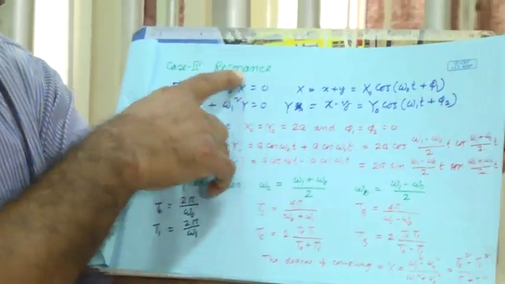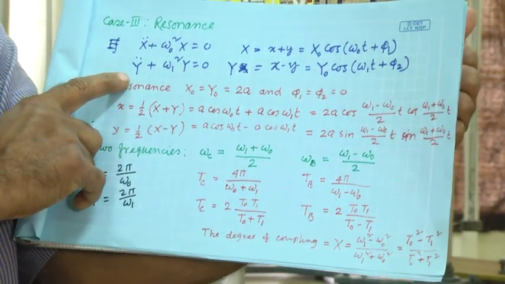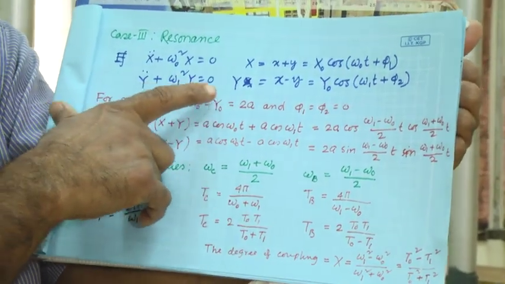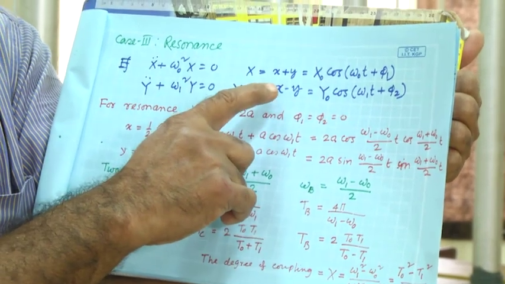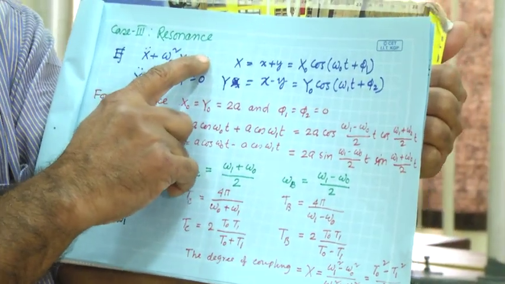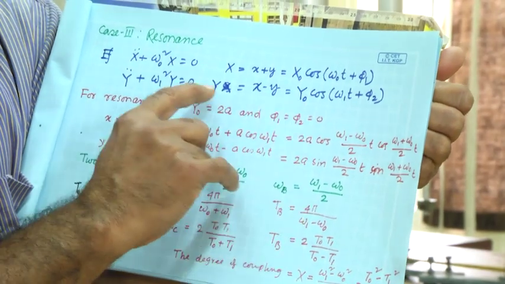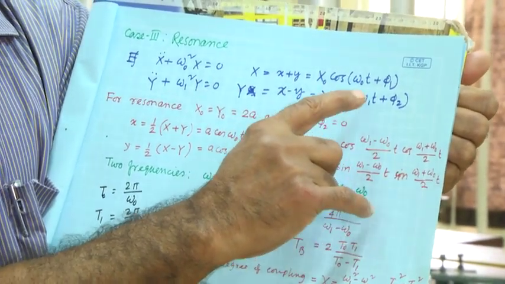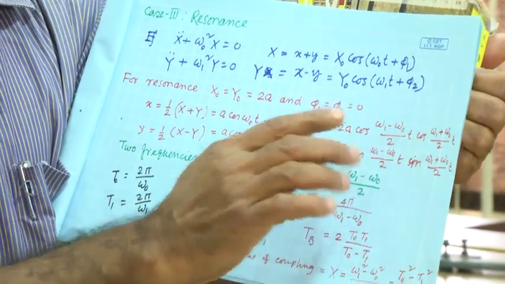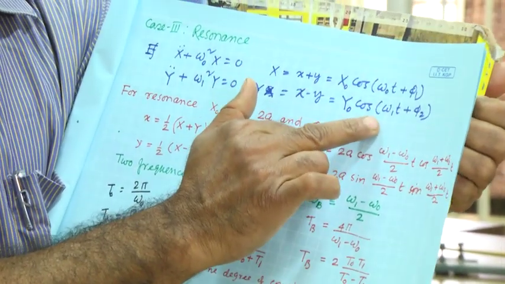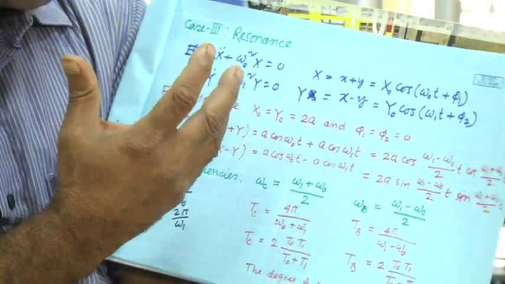So, now this was our equation, X double dot plus omega 0 square X equal to 0, Y double dot plus omega 1 square Y equal to 0, right, where X is x plus y and Y is x minus y. And the general solution of this one can be written as X equal to X0 cos(omega 0 t plus phi 1) and Y equal to Y0 cos(omega 1 t plus phi 2). Okay. So, this is the general solution where phi 1 and phi 2 are phases, omega 0 and omega 1 are frequencies, and X0 and Y0 are the amplitudes of oscillation.